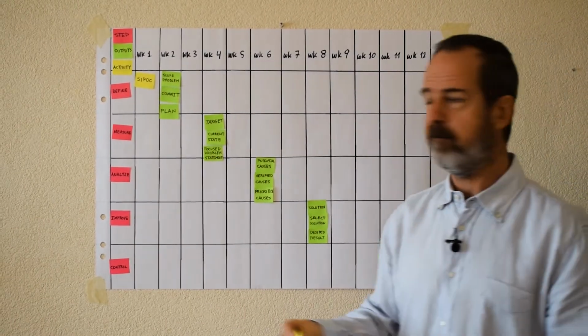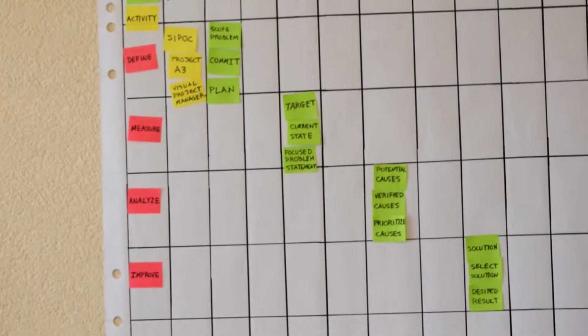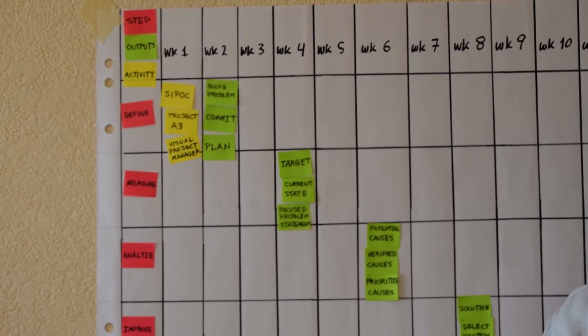To get the commitment, you will create a project A3. And finally, like we're doing here, you will need a plan and you will use the visual project management tool. These items are described in your Project Starter Kit. Now you have an idea of the plan.